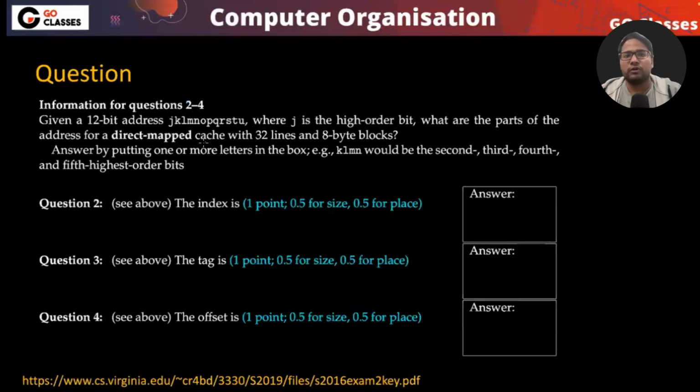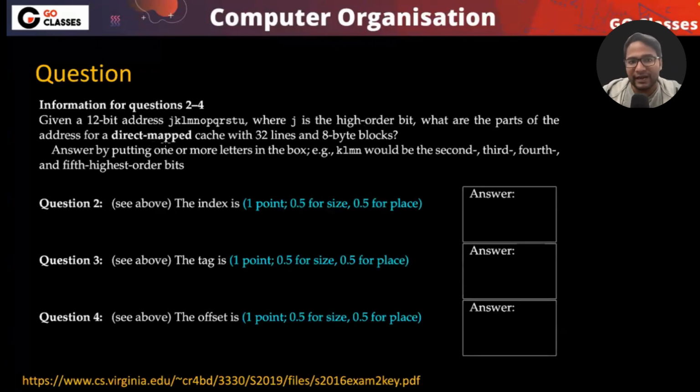Let's see this question, what they are saying. Given a 12-bit address, JKLMNOPQRSTU. Here J could be either 0 or 1. I mean, this is some address in binary, but they are not telling whether it is 0 or 1. Just keep it abstract, where J is the highest order bit and so on, right?